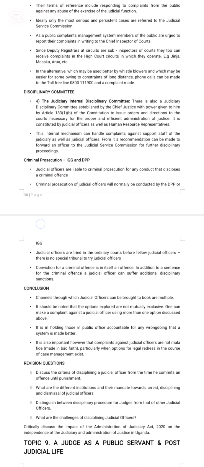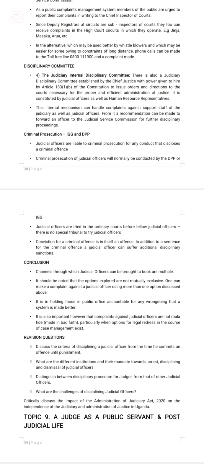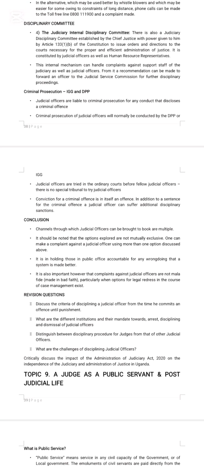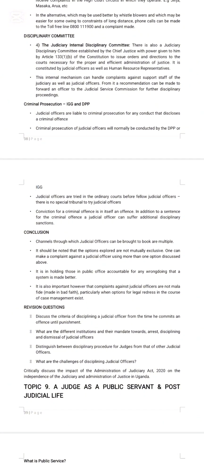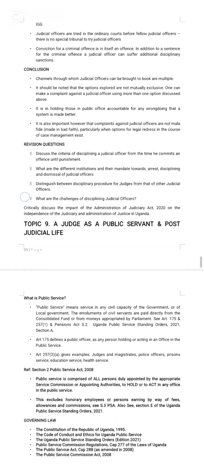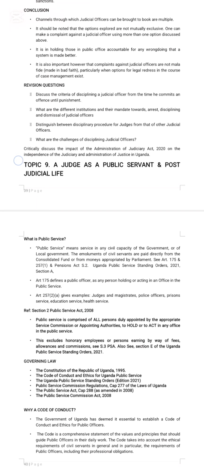Then the Judiciary Internal Disciplinary Committee. There is also a Judiciary Disciplinary Committee established by the Chief Justice with power given to him by Article 133 of the Constitution to issue orders and directions to the courts necessary for the proper and efficient administration of justice. Then we also have the IGG and DPP who also play those roles.